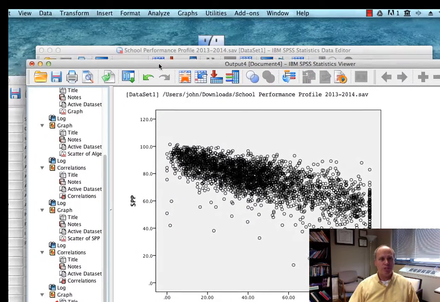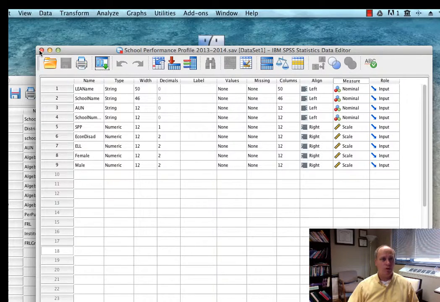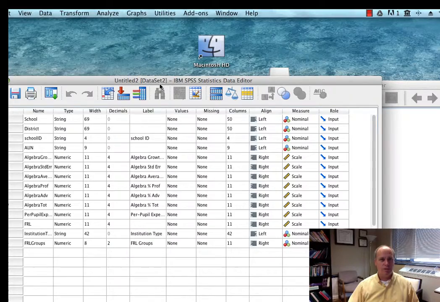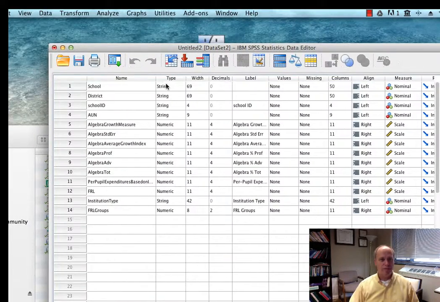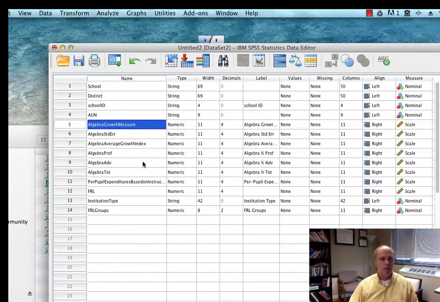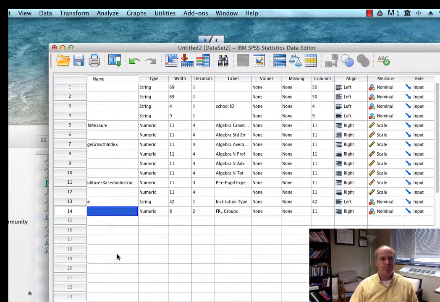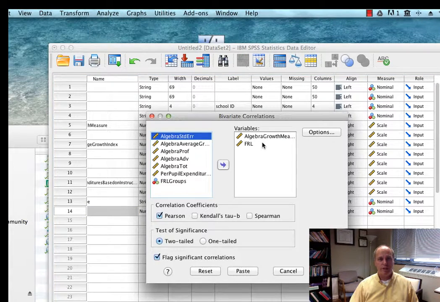All right, I'm going to do the same analysis now with the algebra data. I'm closing this so I don't make a mistake. Yes, this is the algebra data. And this time I'm going to use the algebra growth measure and free and reduced lunch. But I'm going to do a similar analysis comparing groups using the free and reduced lunch groups category. First, the correlation. Correlate, bivariate. Already got them in there.